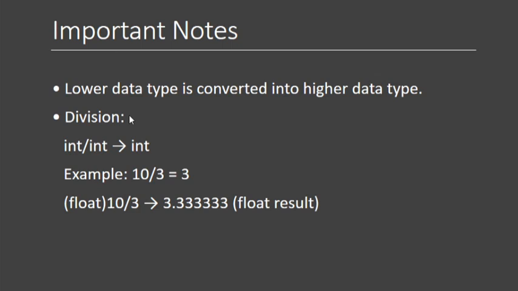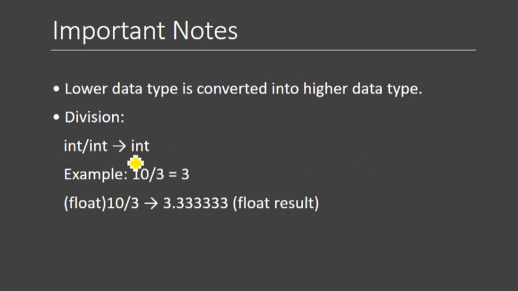So, important notes. Lower data type is converted into higher data type. For example, character is converted into integer, integer is converted into float, and float is converted into double. Okay, so here there is no data loss.